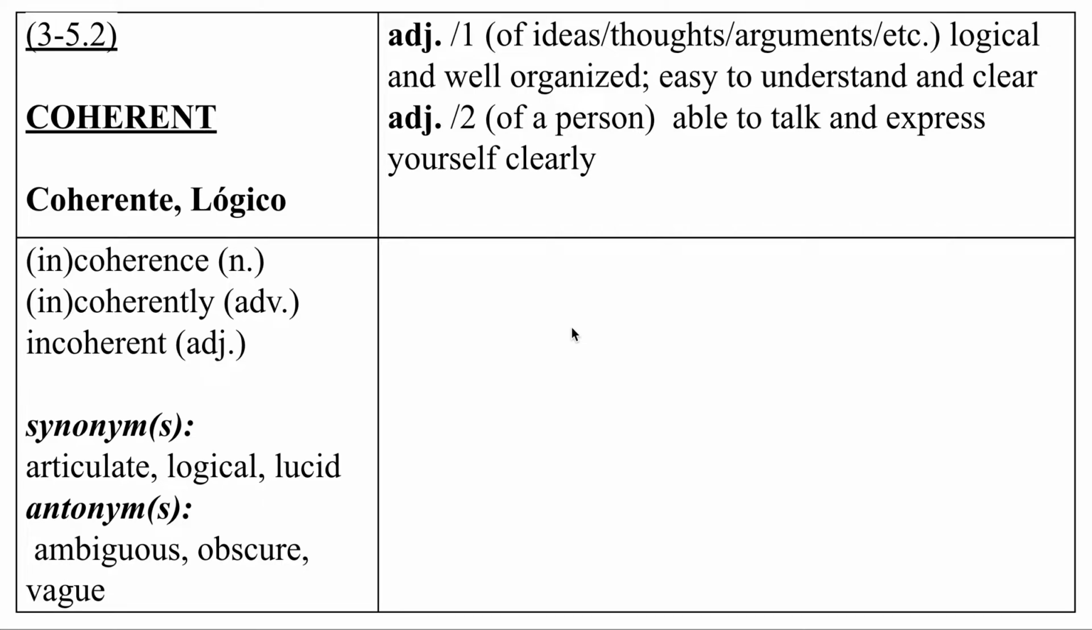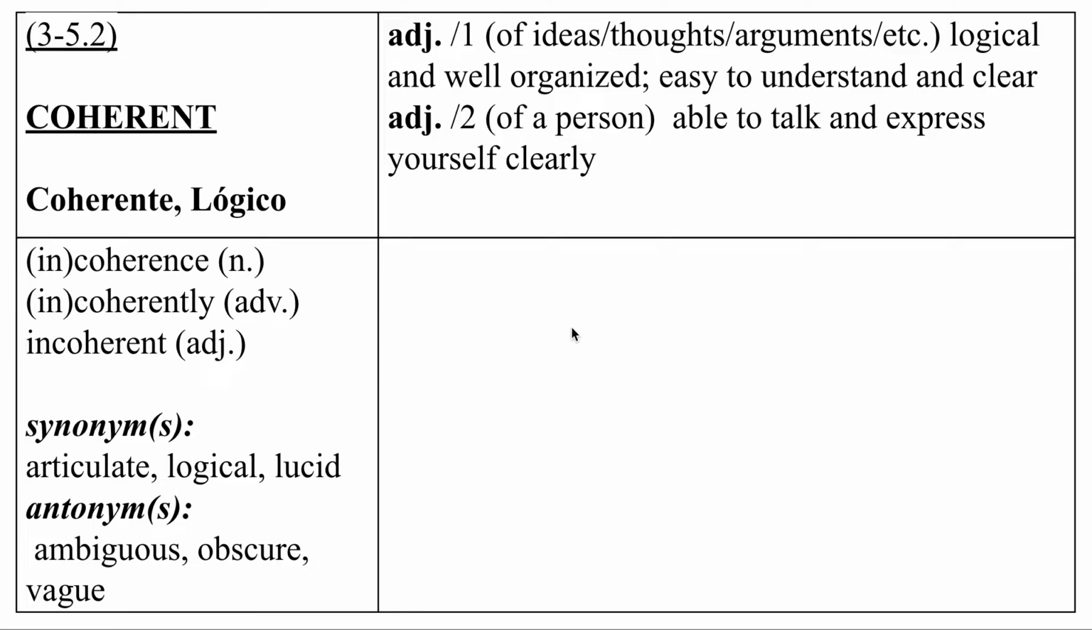And then definition 2 is very related to that, but it's about a person, and it basically means a person able to talk and express themselves clearly. So a coherent person is related to number 1. A coherent person is a person who is able to say things, like make arguments, make sentences, everything like that, in a coherent way, which means in a clear, well-organized way.